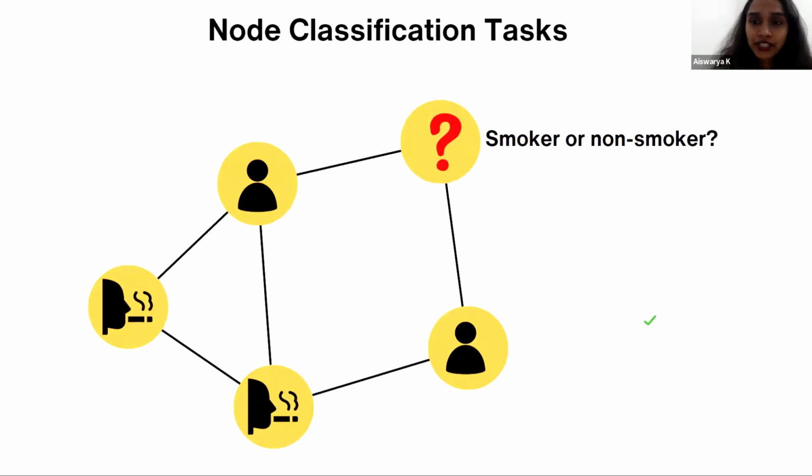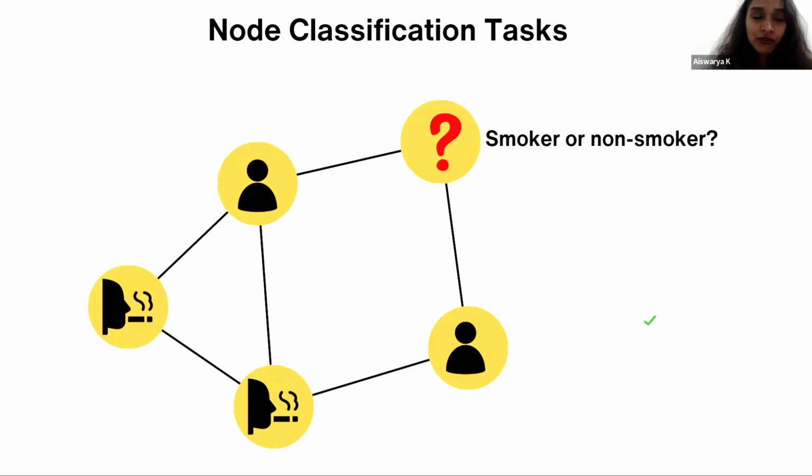An example for a node classification task is in a social network, where we can have different classes of people. So in this network we have smokers and non-smokers. We have labeled nodes here. These two nodes are labeled as non-smokers and these two nodes are labeled as smokers. And we have another node. We don't know whether this is a smoker or a non-smoker. So if the label of a node is unknown, we can predict the label of that node by using a graph neural network. And here we are classifying that node as a smoker or a non-smoker. So this is an example of a node classification task.